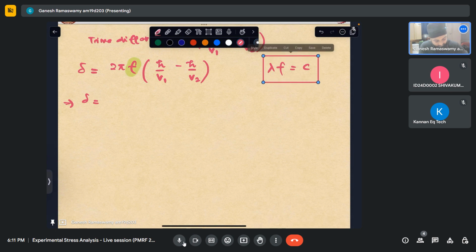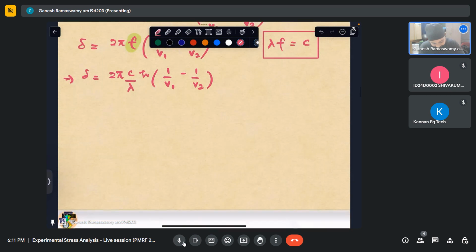So let us recast this. We'll get it as 2 pi c by lambda, and let me pull out the h. So it will be 1 by v1 minus 1 by v2, and let me take c inside. So it will be 2 pi h by lambda into c by v1 minus c by v2.